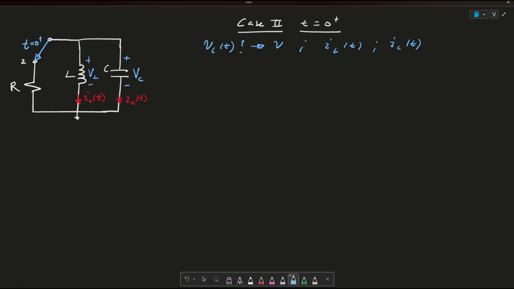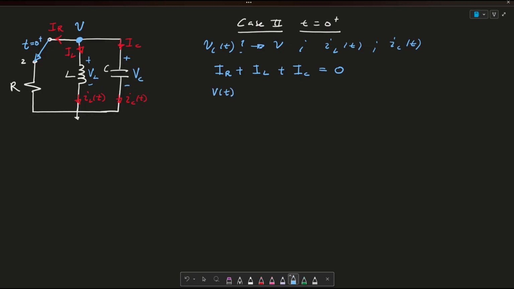I'm going to write a KCL at this top node here, and I'm going to call this V. As you can see, using KCL, I can say that there's a current here, IR, there's a current flowing through here, IL, and there's a current flowing through here, IC. So I can write that IR plus IL plus IC must equate to 0.